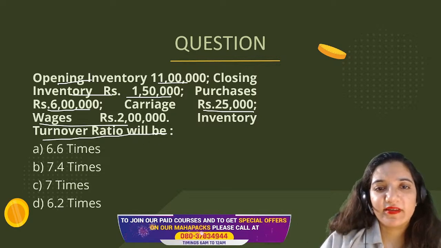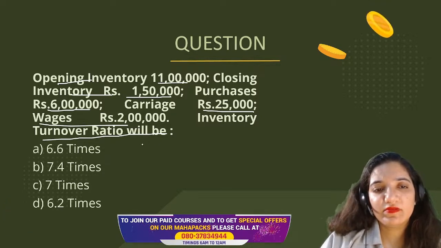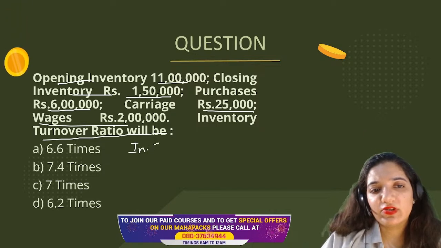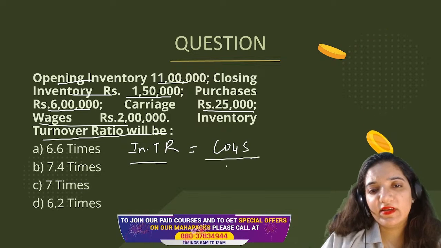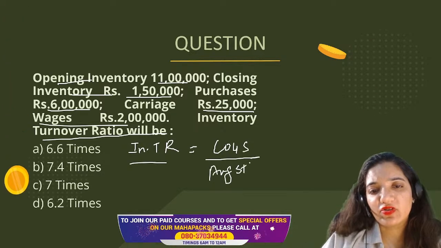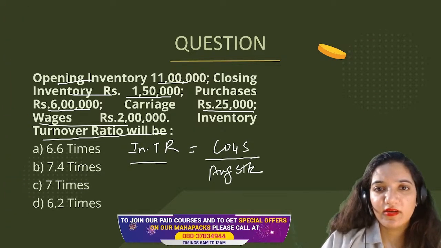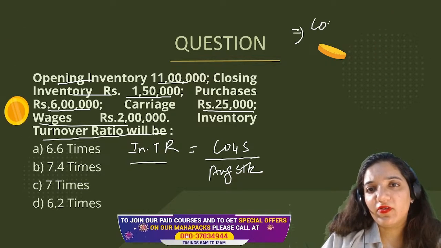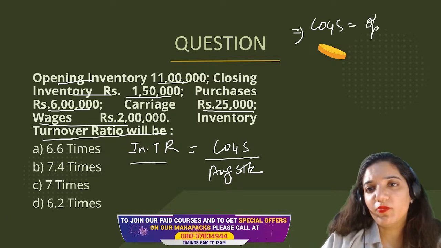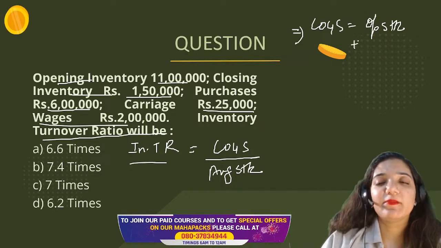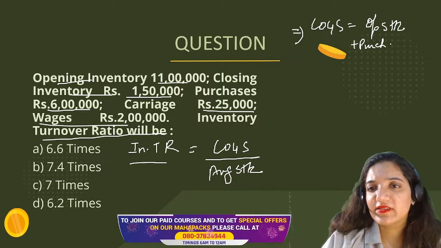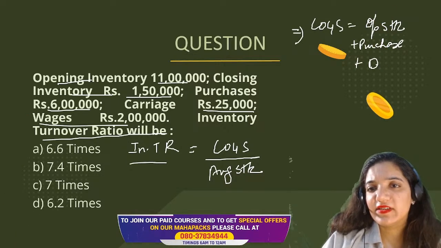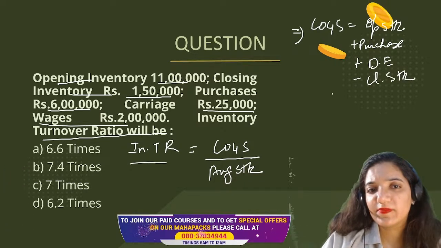How do we calculate the inventory turnover ratio, everyone? Inventory turnover ratio or ITR is equal to COGS divided by average stock. That's the formula. Okay, so let's look at this particular question, everyone. When we are trying to find the COGS, COGS is equal to opening stock plus purchases plus direct expenses minus closing stock.